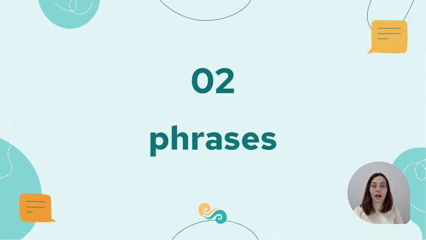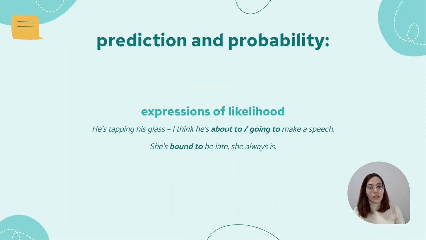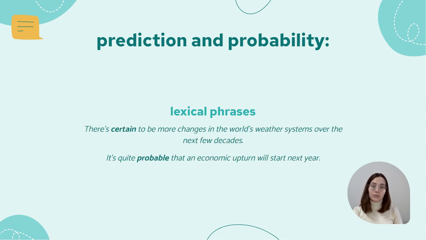Let's take a look at other resources, those of phrases. When it comes to expressing likelihood, probability, we have some expressions such as about to or going to. He's tapping his glass. I think he's about to or he's going to make a speech. She's about to be late. She always is. These show a strong sense of likelihood, in my opinion.